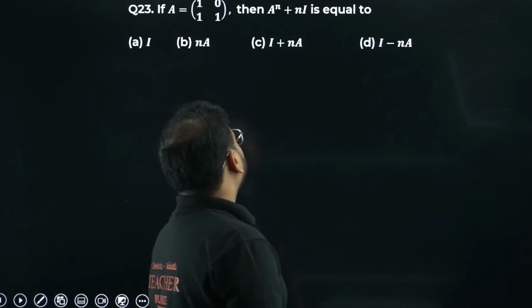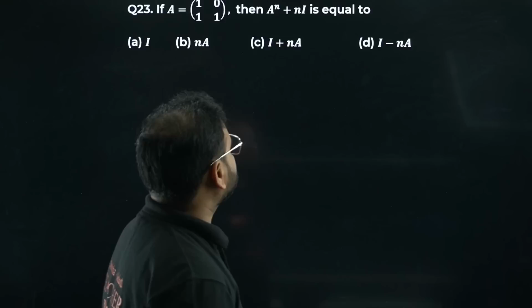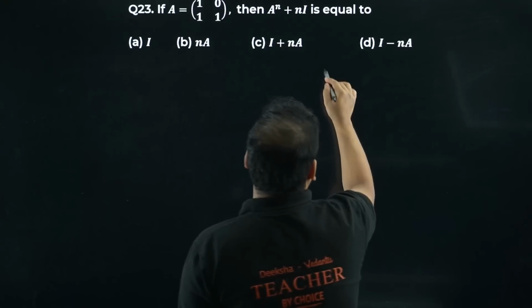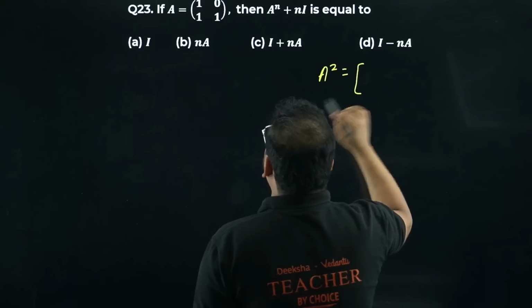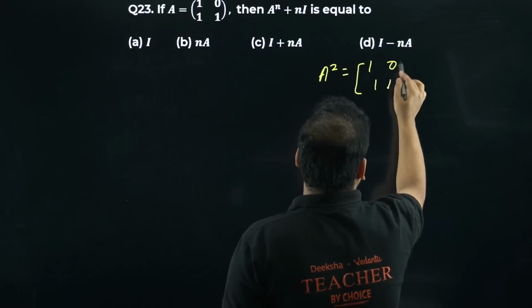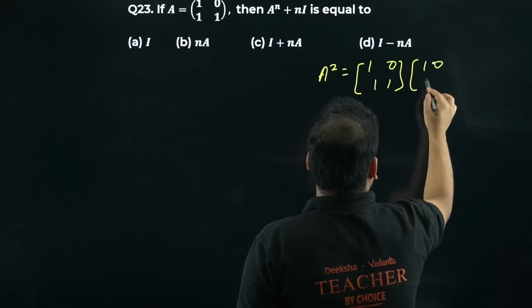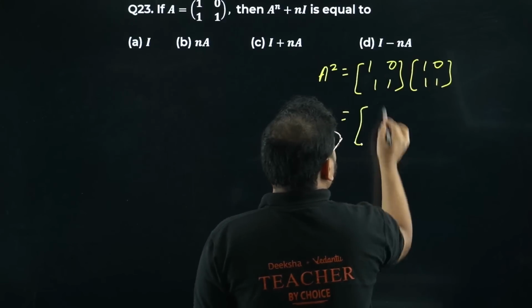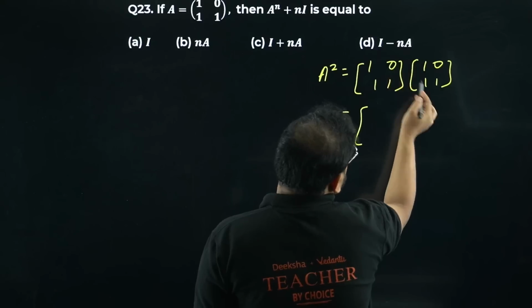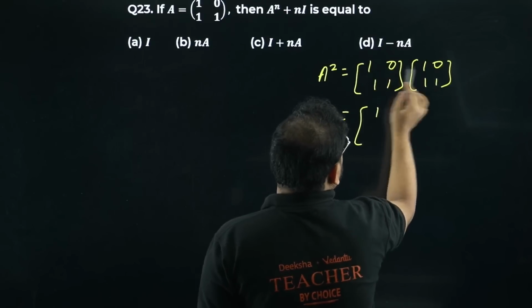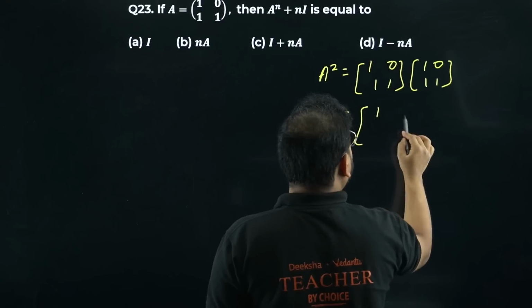If A is [1, 0; 1, 1], A^n plus nI will be how much? Please check. Let's do one thing. Let's find A square first. We'll have [1, 0; 1, 1] and [1, 0; 1, 1]. We get 1 into 1 is 1, and 0 into 1 will be again 0. So 1 I get. 1 into 0 will be 0.